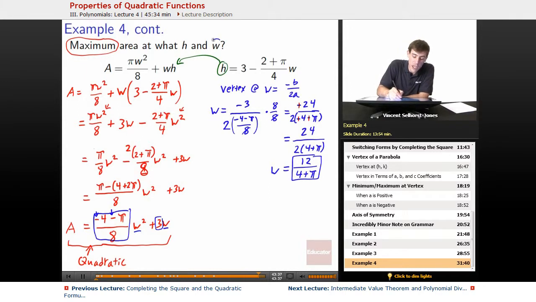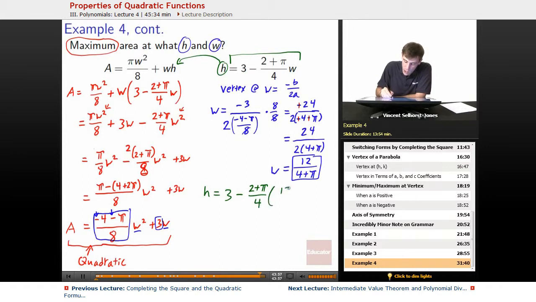Now they asked, what h and w? So since we have to figure that out, we know h is equal to 3 minus 2 plus pi over 4 times w. So h is going to be at its maximum as well, since it's the h and w. 3 minus 2 plus pi over 4 times 12 over 4 plus pi as our w. So we notice that 4 can knock out the 12 and we'll get 3 up top.